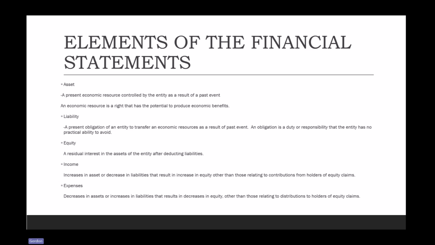Then what is an expense? It says it's the opposite of income, right? It says a decrease in an asset or an increase in liability that results in a decrease in equity. Remember, the definition of an income says that it results in an increase in equity. But for the expense, it results in a decrease in equity, right?